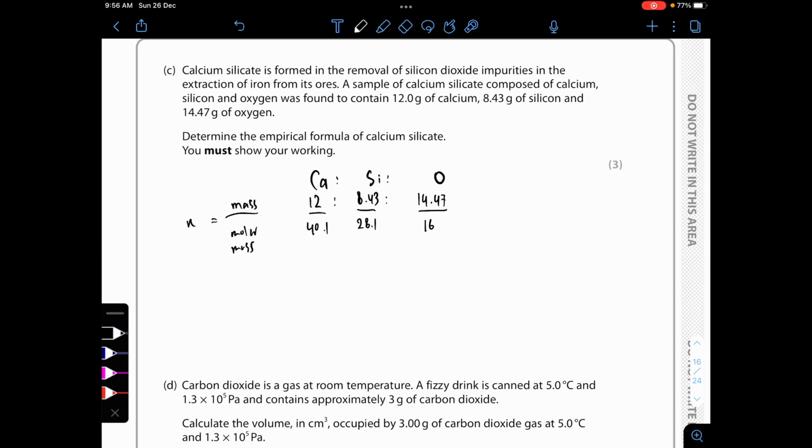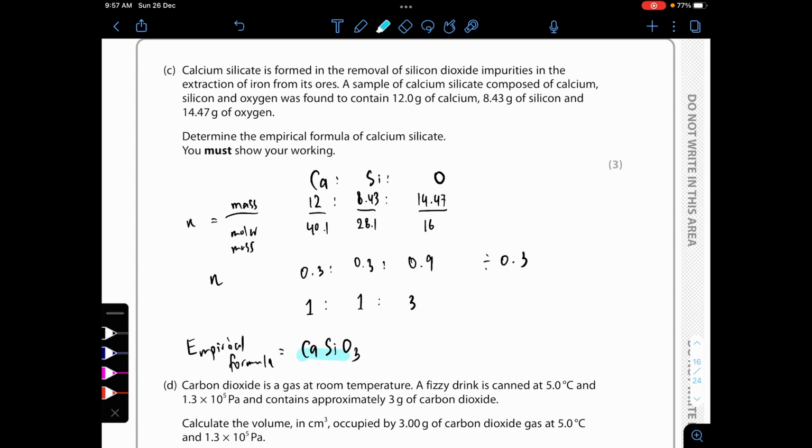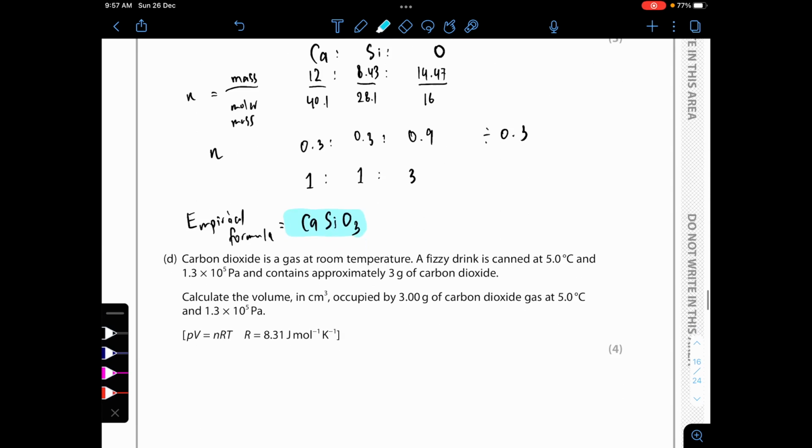And then oxygen is 16. Okay, so now we need to find the moles. 12 over 40.1 is 0.299, which we can round to 0.3. 8.43 over 28.1 is 0.3. 14.47 over 16 is 0.9. So now we divide all of these by 0.3. When we divide them, we will get 1 to 1 to 3. So our empirical formula will be calcium 1, silicon 1, and then O3. So that's our calcium silicate, CaSiO3, empirical formula. Pretty straightforward. Let's move on to part D.